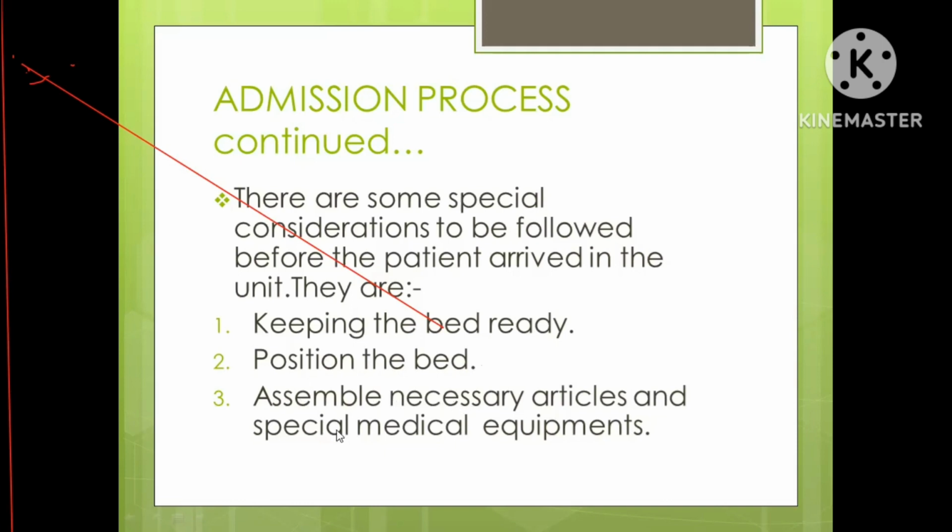Assemble necessary articles and special medical equipment. Before the patient comes to the ward, we have to arrange some articles like the blood pressure checking apparatus or manometer, and other medications. If the patient needs oxygen, we have to arrange the oxygen mask and so on. Like that, we have to assemble whatever equipment is necessary for that patient before admission.